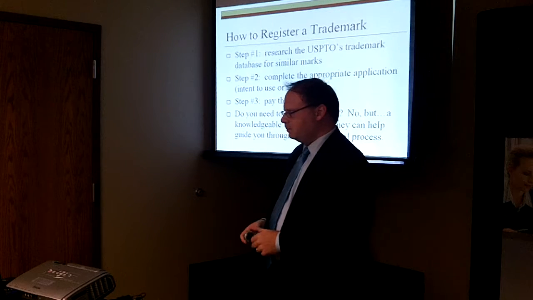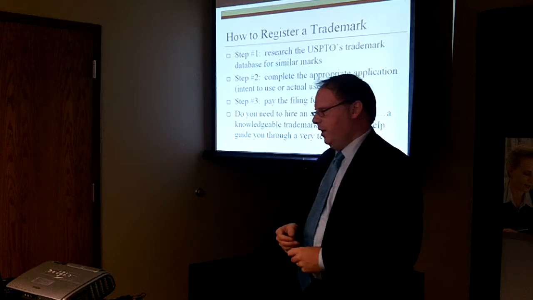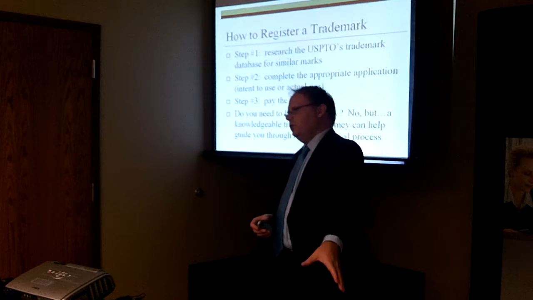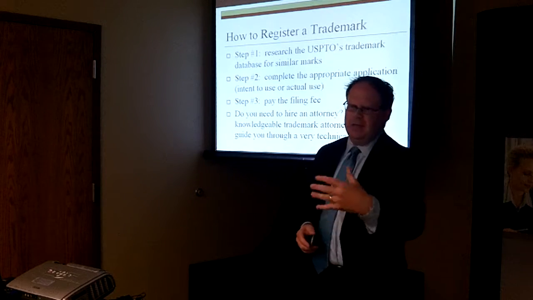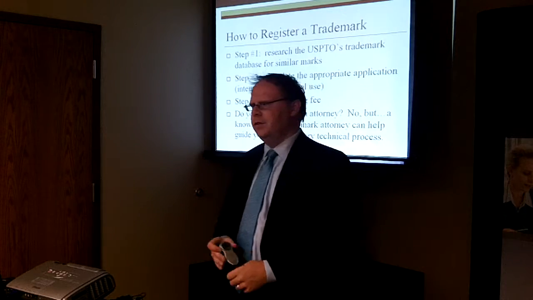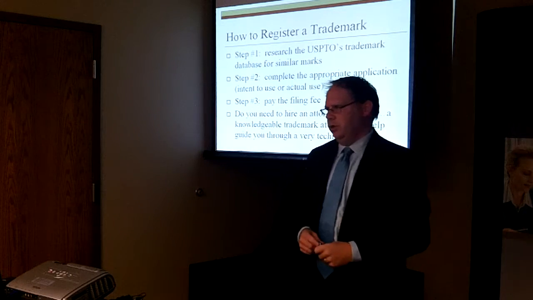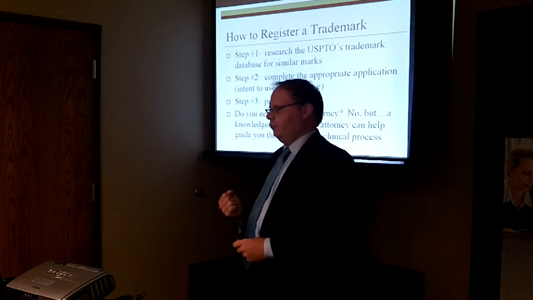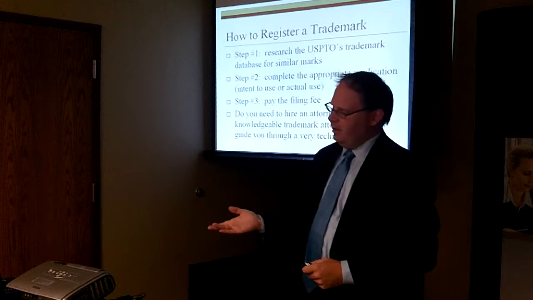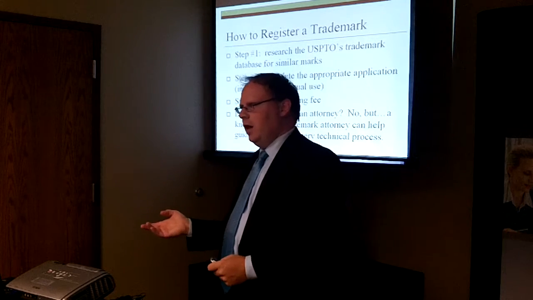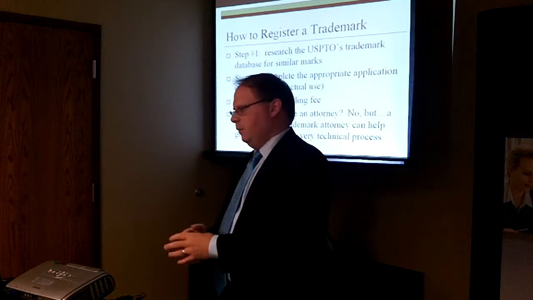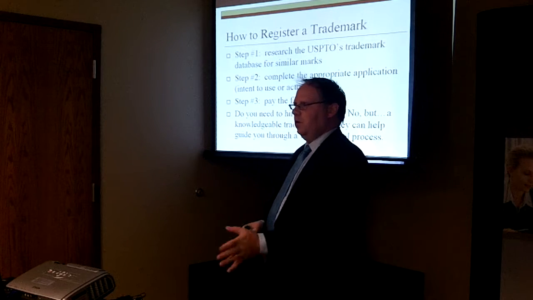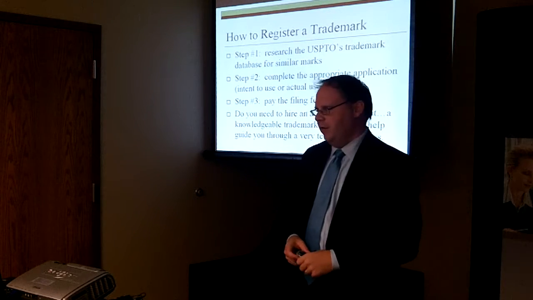You have to complete the appropriate application. You can file as an intent to use or an actual use. If you file an intent to use, meaning you aren't using it in commerce yet, you have to go back within, I think, 6 months to the trademark office once it's been granted and show that you're actually using it in commerce. Actual use is a lot easier to do, so we typically recommend filing actual use applications. You have to pay a filing fee. In most cases, it's $325 per class per mark. In some cases it can be a little lower, but it's a cost per class of goods or services that you're filing in.